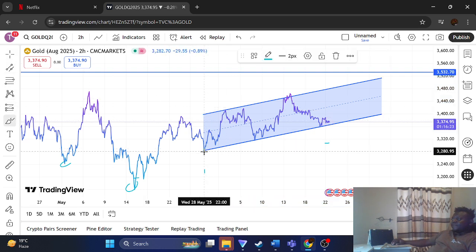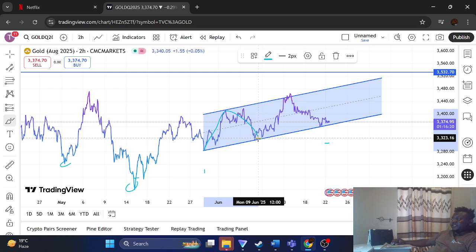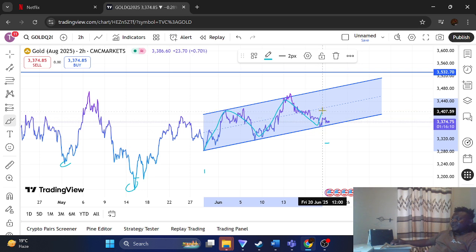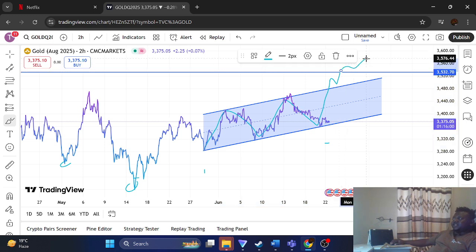The market came, respected our zone, respected our channel, came down, respected our channel again, came up, respected our channel again, came down, and right now is currently respecting the channel again. So we're expecting it to go ahead and touch the next trend line, and then break out, retest, then touch our all-time high and even break it and continue going.